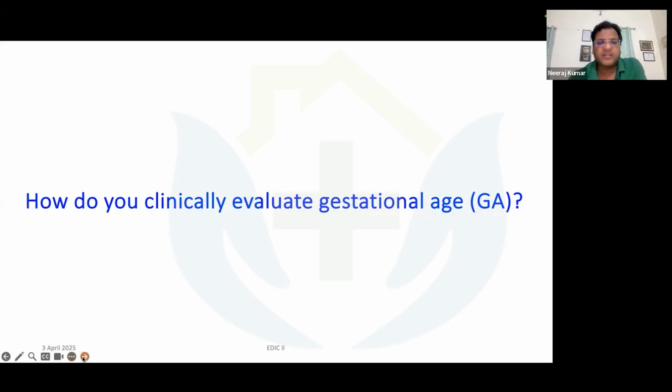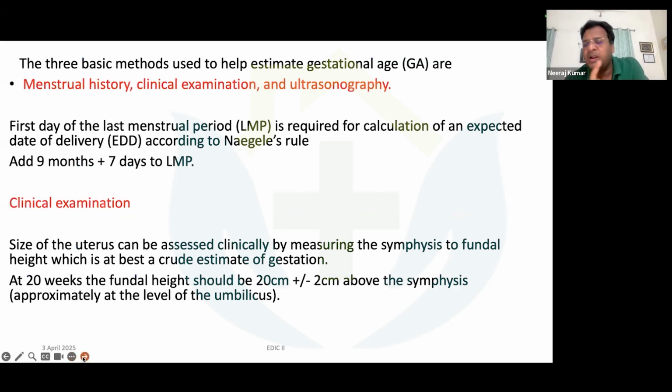For evaluating gestational age, it is always important to remember the three basic methods used for its measurement. What are the three basic methods? That is very simple. You obtain a clinical history or menstrual history, then you perform a clinical examination, and third, you do ultrasonography. Now, the first day of the last menstrual period is required for calculating the expected date of delivery according to Naegele's rule. We all know that: add 9 months plus 7 days to the last menstrual period.